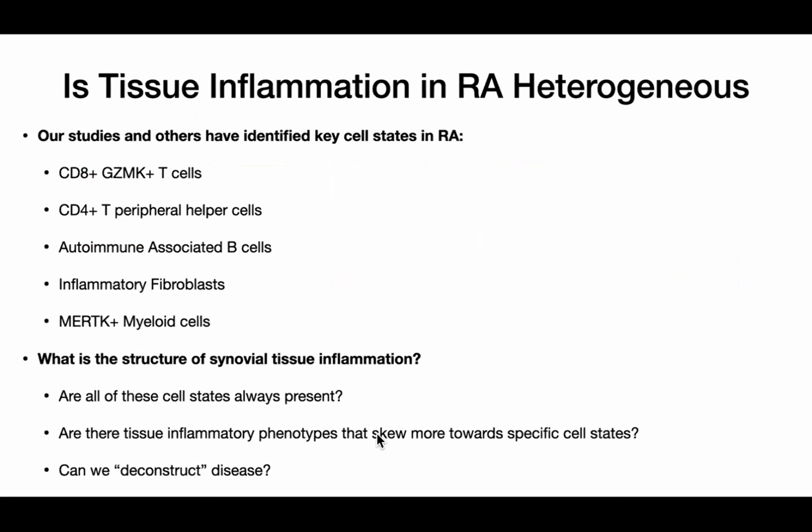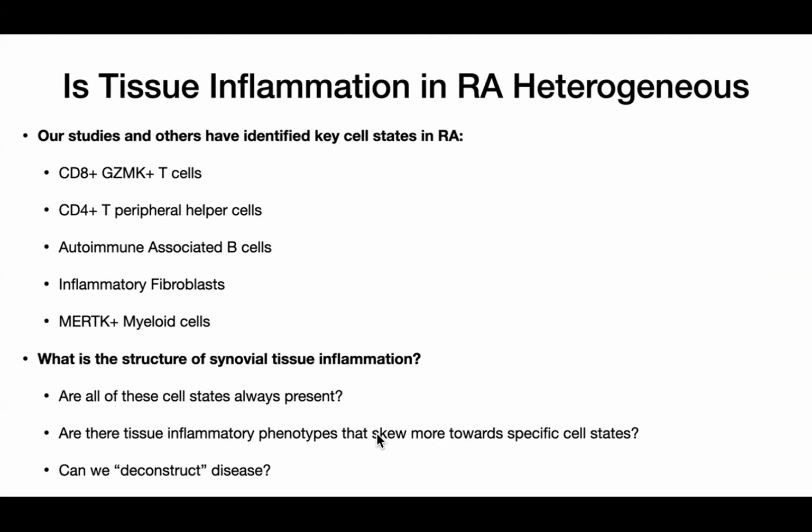So we've known from studies that we've done in the past few years that there are key cell populations that are playing a role in rheumatoid arthritis. CD8 positive, granzyme K positive T cells are seen in tissue inflammation. T peripheral helper cells are a population we described with Deepak Rao and Michael Brenner. Autoimmune associated B cells, another population that we've seen to be associated with RA, inflammatory fibroblasts, MERTK positive myeloid cells.